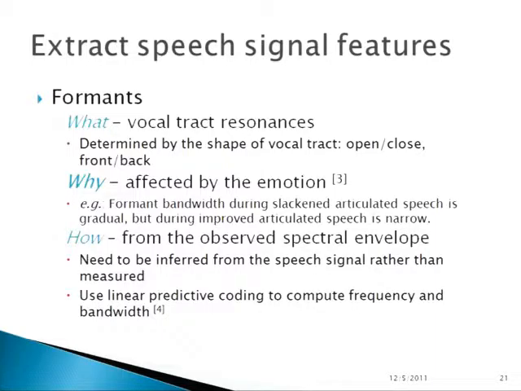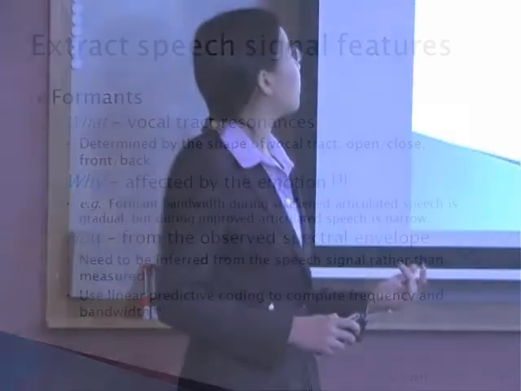The third feature is formant. Formant is extracted from the vocal tract resonance, determined by the shape of the vocal tract. It actually means where you generate the voice, whether your mouth is open or closed, or whether you speak the words in the front or at the back of your mouth, the position. Some researchers have studied that formant bandwidth during slackened articulated speech is gradual, but during improved articulated speech is narrow. So that shows that the formant can influence the emotion.